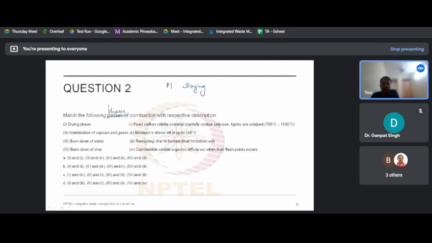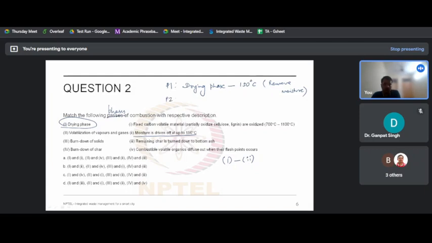In the first phase, we dry the waste. This is done up to a temperature of 150 degrees Celsius. The purpose is to remove moisture. So here we can see we have the drying phase, that is one. Which will it go with? It will go with moisture is driven off at 150 degrees Celsius. So let's just write it here. So one went with two.